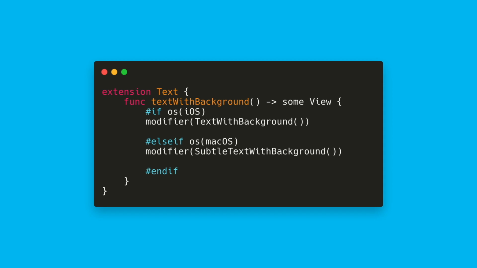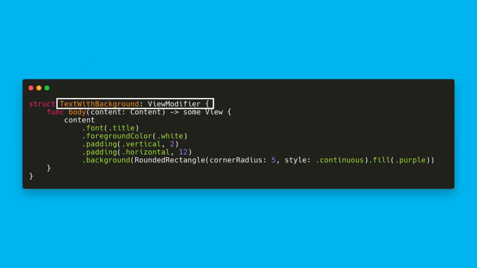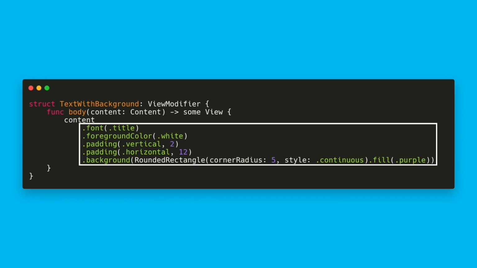And what this does is that it checks if we're running on iOS or if we're running on macOS. And if we're running on iOS, we apply our modifier, which is our text with background modifier. Whilst on macOS, we have a different modifier that we're applying. And just to show you what that looks like, this is our text with background example. And macOS would look different because we would want it to look slightly different on that platform. But this is our custom view modifier, which is taking the content that we want to display. So it will be the text that we want to display. And then it applies the styling that we're after for the text.